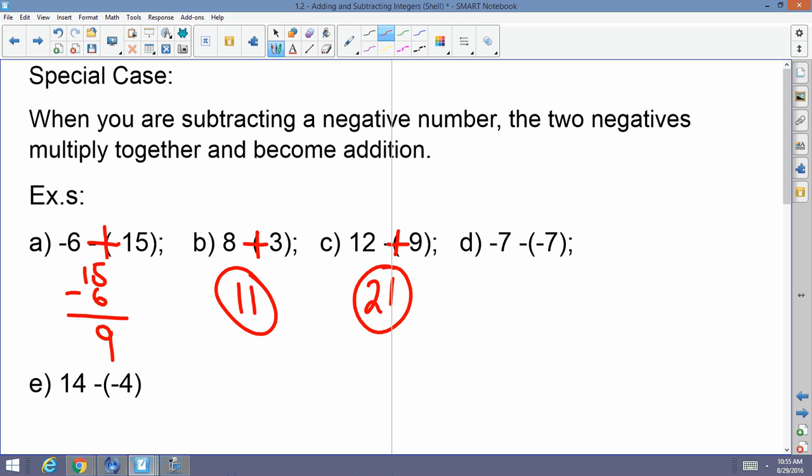I've got negative 7 minus a negative 7. So I'm going to go ahead and create that positive here because a negative times a negative is a positive. And now I have negative 7 plus 7. Signs are opposite. So you subtract and keep the sign with the largest absolute value. Negative 7 plus 7 is 0, and 0 does not have a sign.